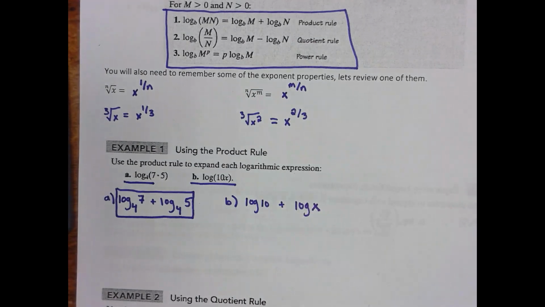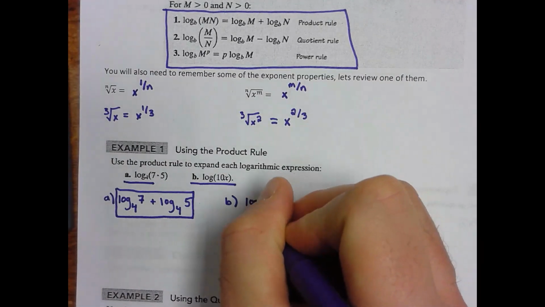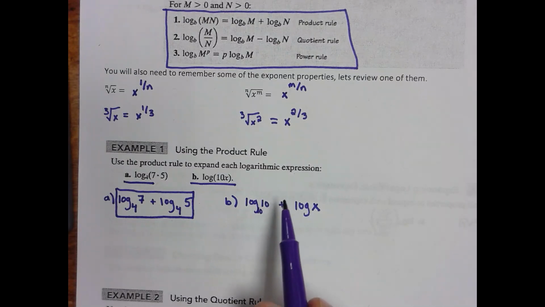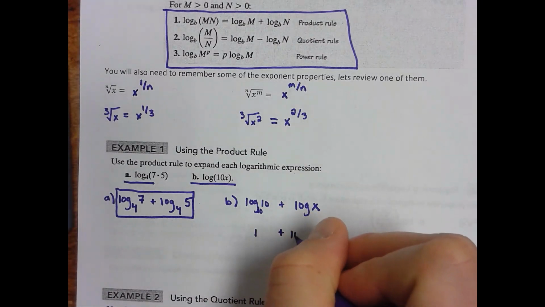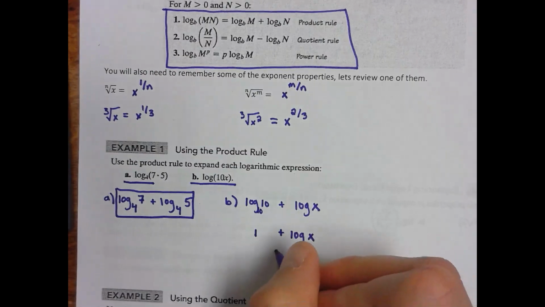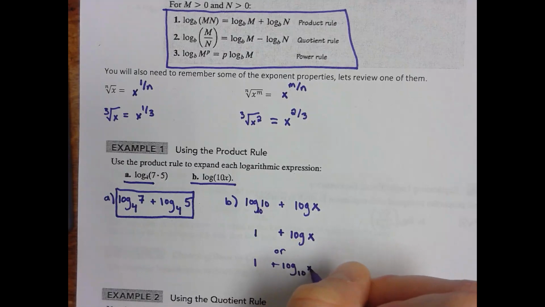Now here's why I think it might be helpful for us to fill in the base sometimes. I know that even though I don't see a base, it's a base 10. And so when I fill this base 10 in, it allows me to go into a headspace where I'm like, 10 to the power of what is 10? That would be 1, right? 10 to the power of 1 is still 10. So this actually simplifies to 1 plus log of x, or 1 plus log base 10 of x.